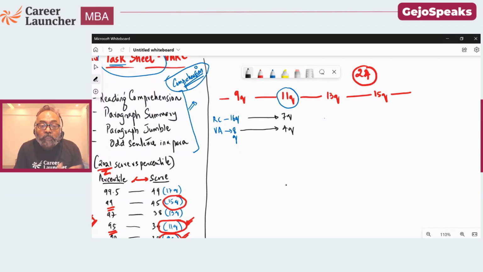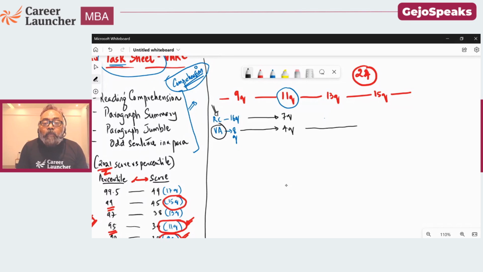This is actually workable. One of the problems when we look at our preparation for the CAT is that sometimes we completely ignore VA. We put our complete focus on reading comprehension. But VA in itself, 8 questions, is a substantial chunk of questions. It's a significant number, right?